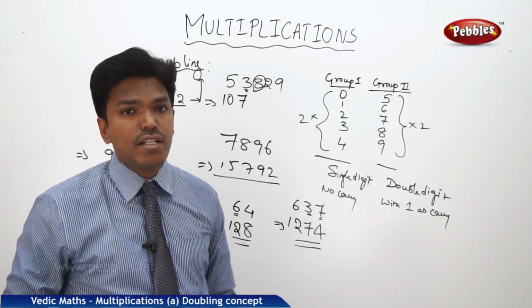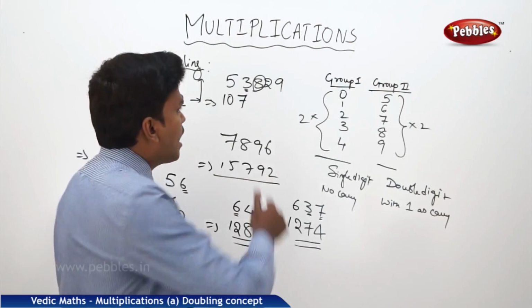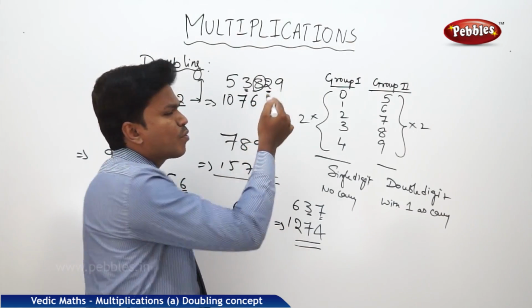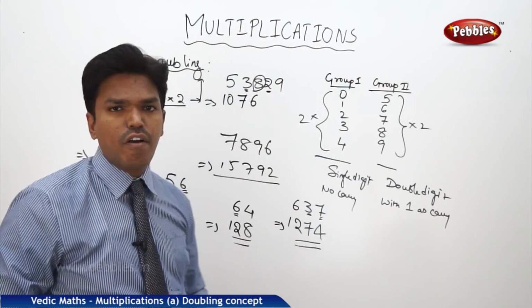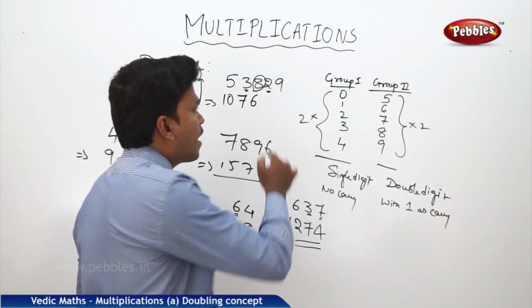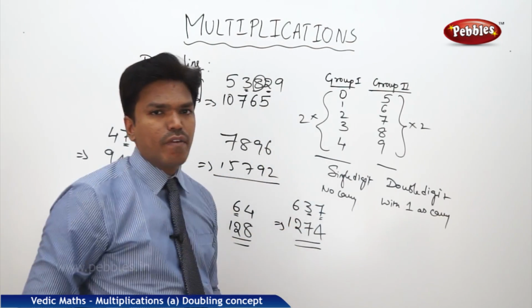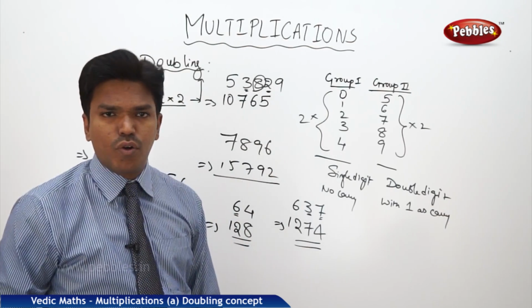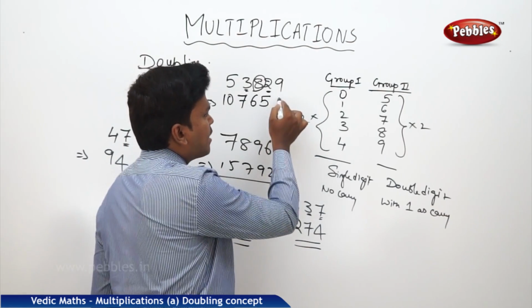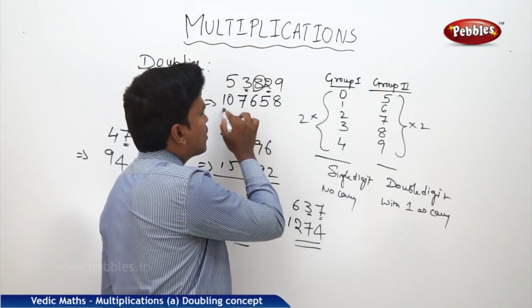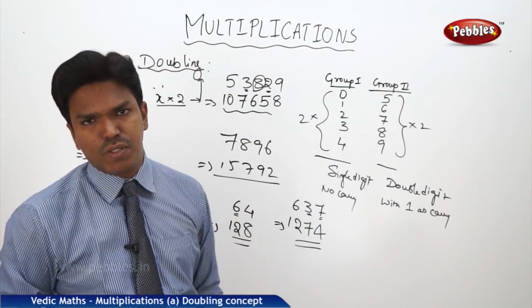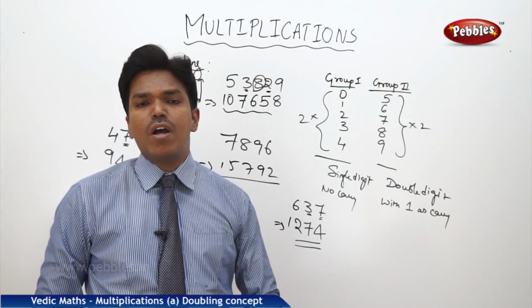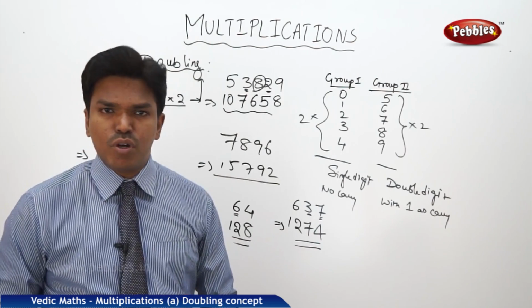Now what is 2 8s? 16. So 6, but it is 6 only. Why? Because the next number is group 1. Now what is 2 2s? 4, but 5. Why? Because the next number is group 2. Now what is 2 9s? 18. Lastly it will be 8 only. Why? Because there is no further number. Like this we can do the doubling concept as fast as possible.